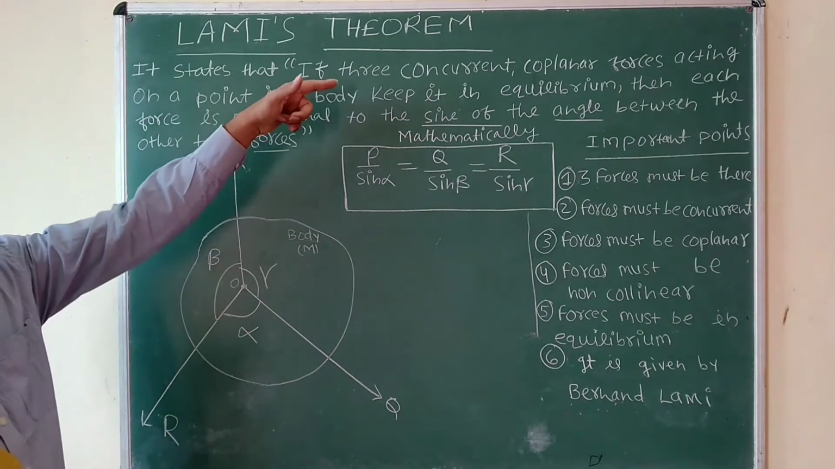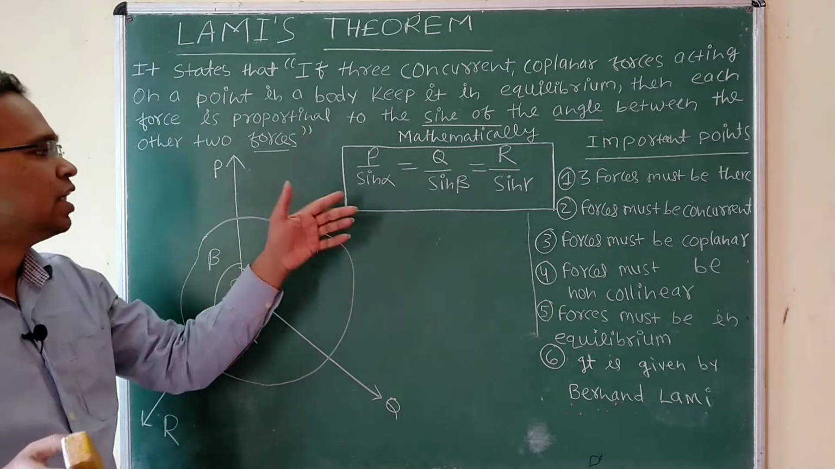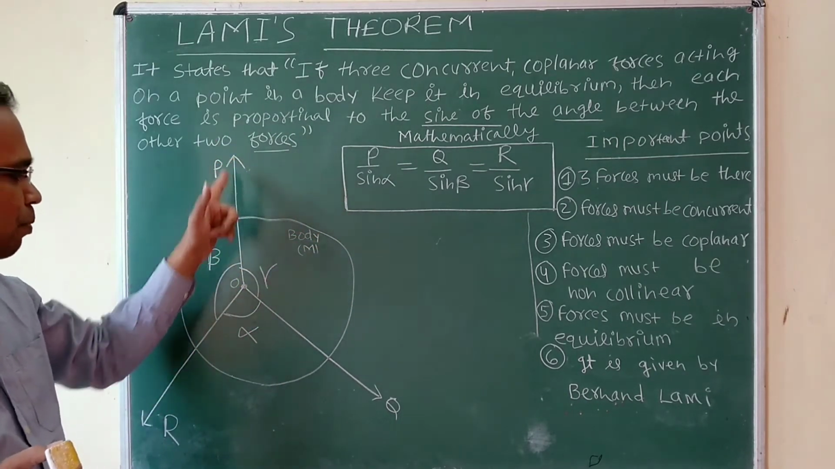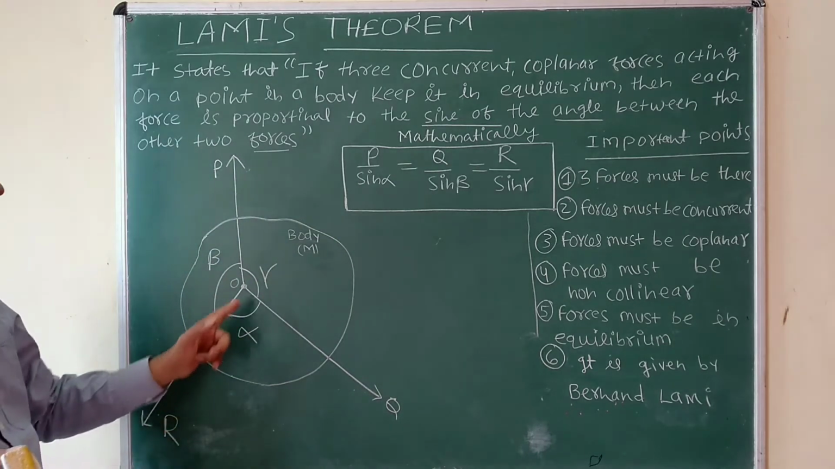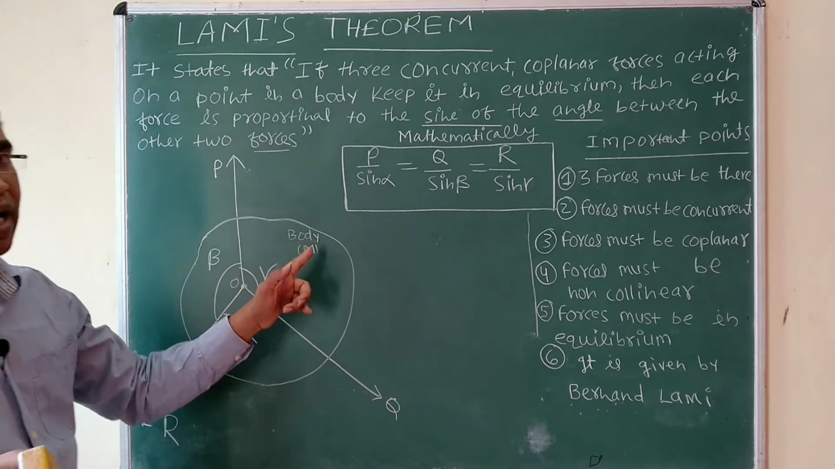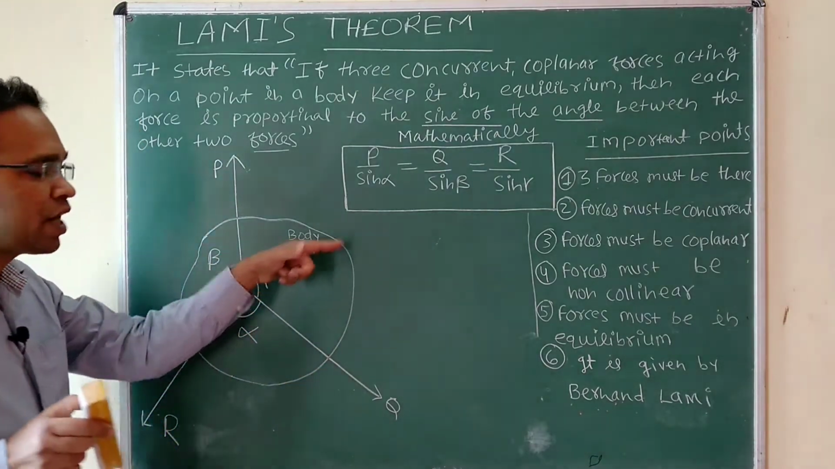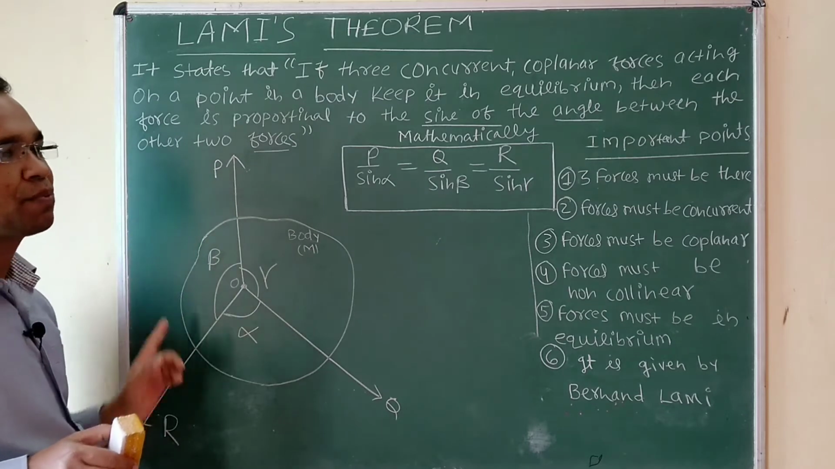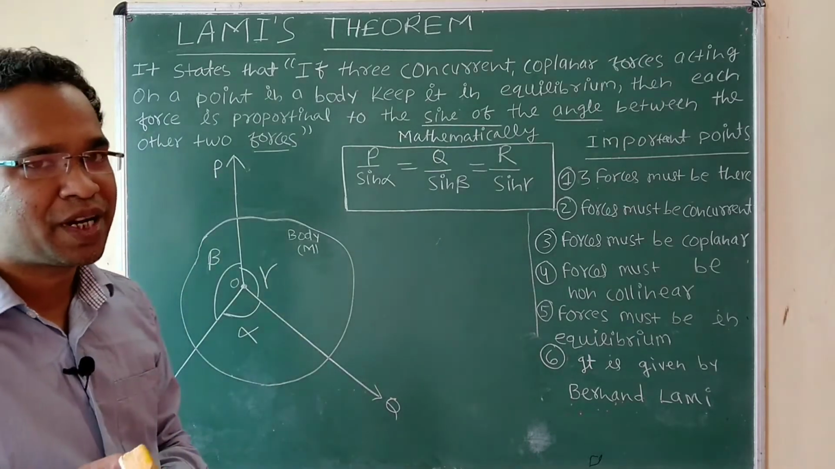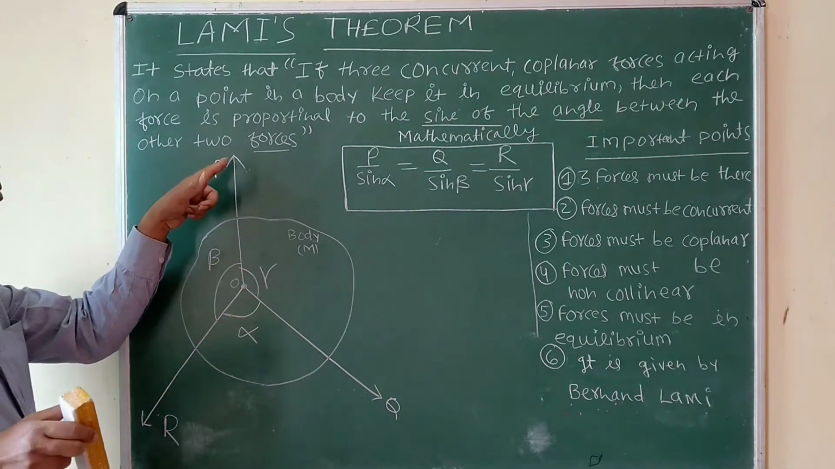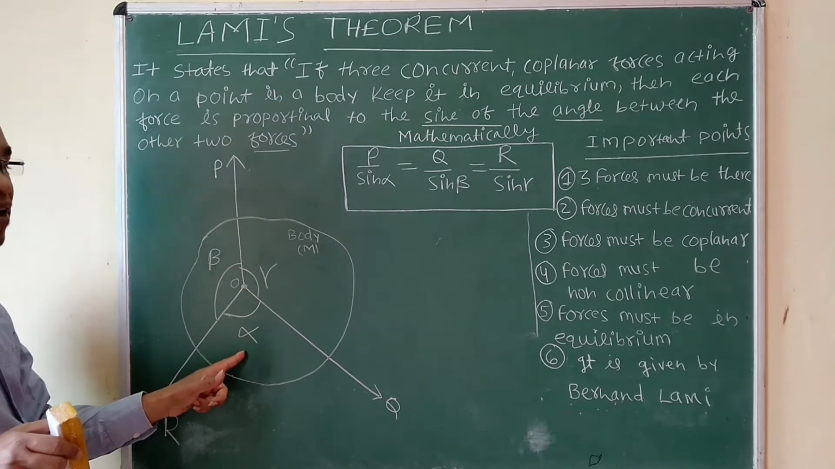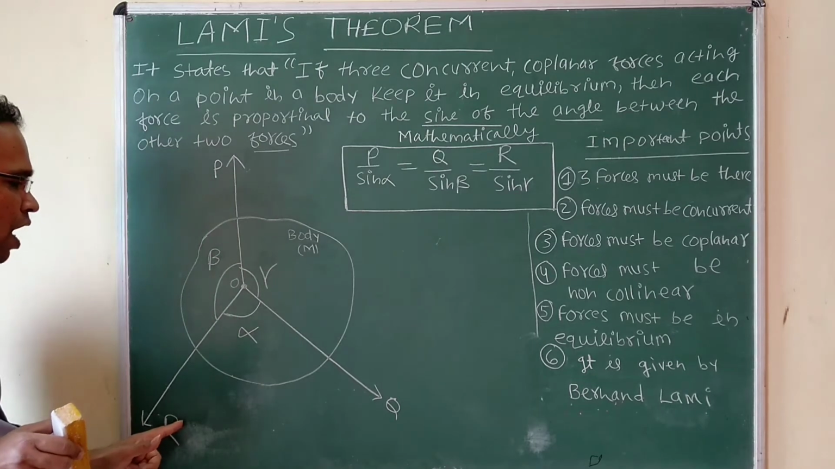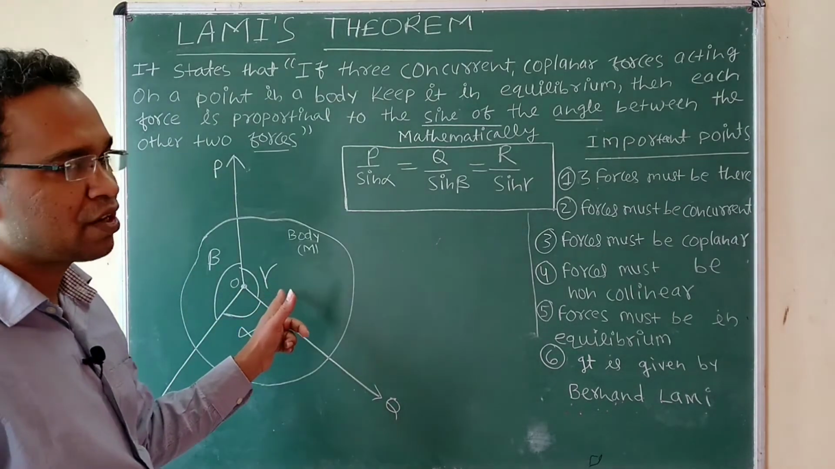We'll understand this theorem with the help of this diagram also. See here, this is a body M and three forces P, Q and R. They are acting at a point O on the body M, and if this body is in equilibrium, then each force is proportional to the sine of the angle between the other two forces. It means that force P is proportional to sine of alpha, force Q is proportional to sine of beta, and force R is proportional to sine of gamma.